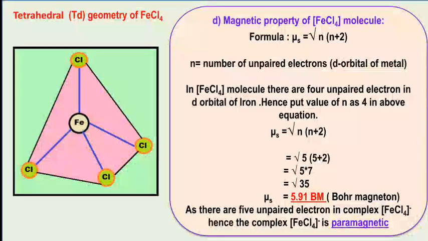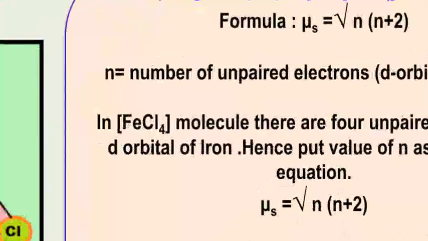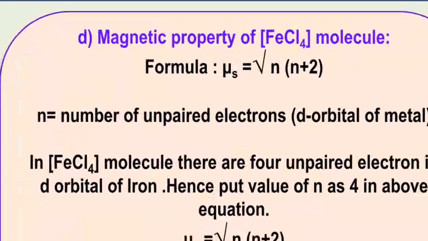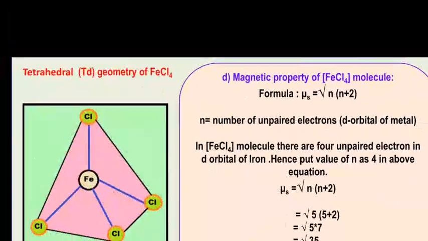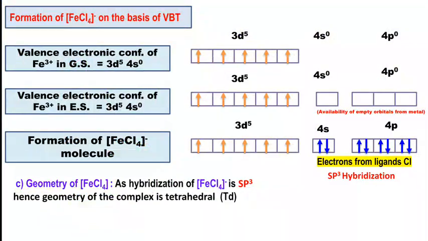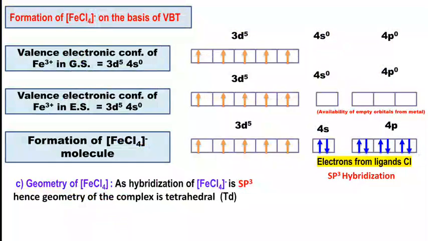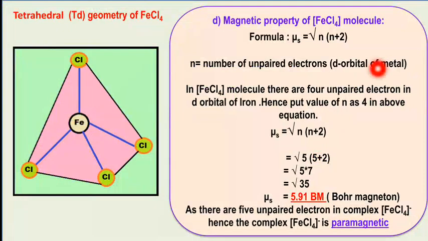Again we can assess the magnetic property of this complex. So what is the magnetic property? The magnetic property can be calculated from this formula: mu s is equal to under root of n into n plus 2. Here n is the number of unpaired electrons present in the d orbital. So here the number of unpaired electrons is 5, hence the value of n will be 5. Depending upon the number of unpaired electrons, the value of n will change.